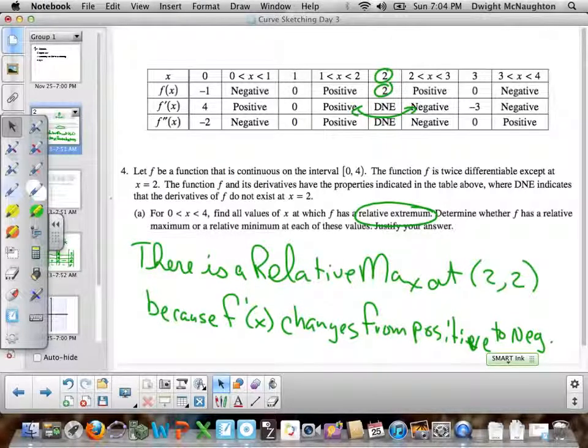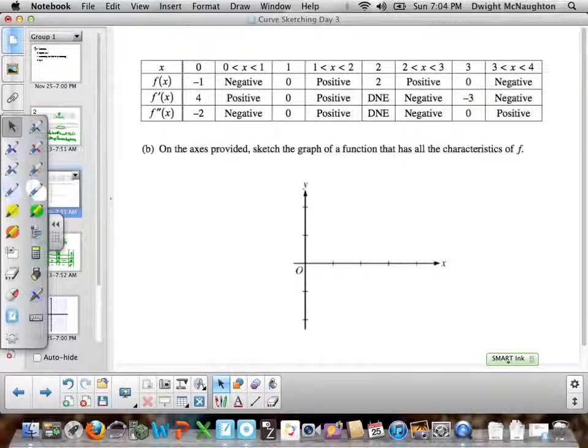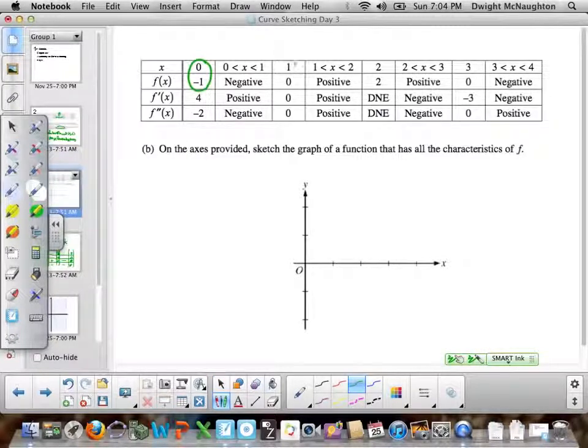Good. And then usually, when they do this, the next question is graph it. On the axes provided, sketch the graph of a function that has the characteristics. So first off, what I'd recommend, just plot your points. Plot your points from your critical numbers they provided. So at 0, we have the point -1. At 1, we have the point 0. At 2, we have 2. At 3, we have 0, and 4 is not on the graph because it's not inclusive.